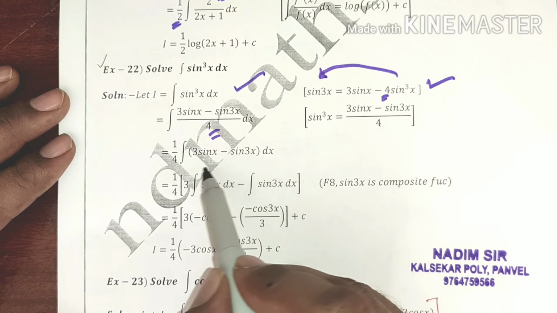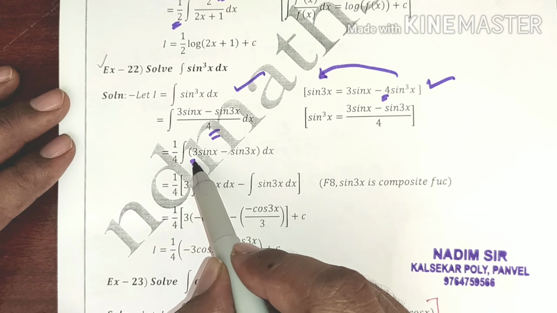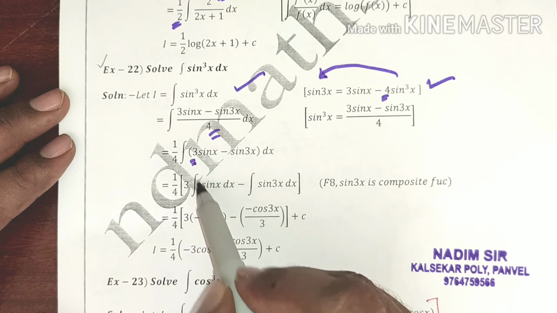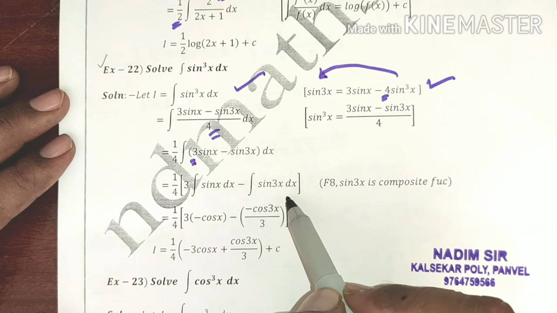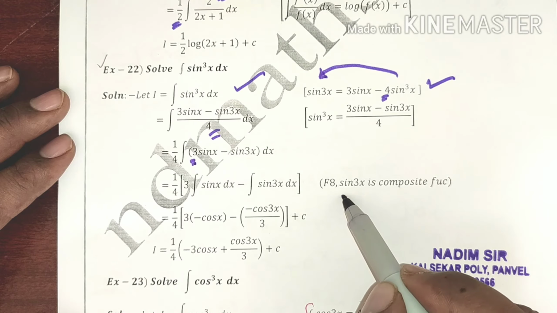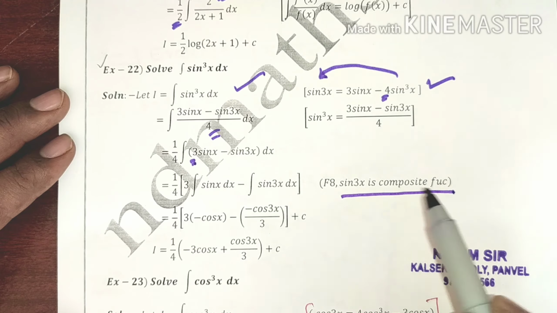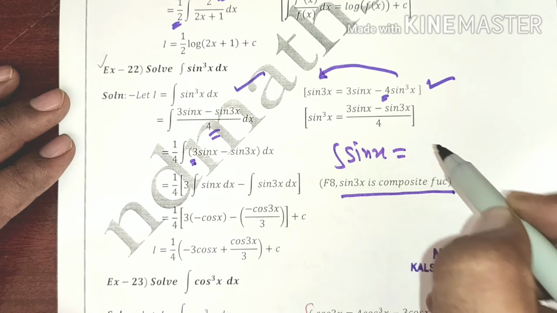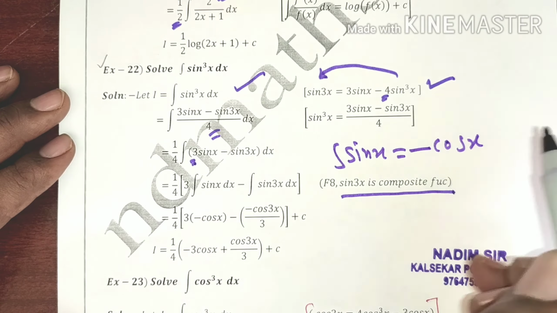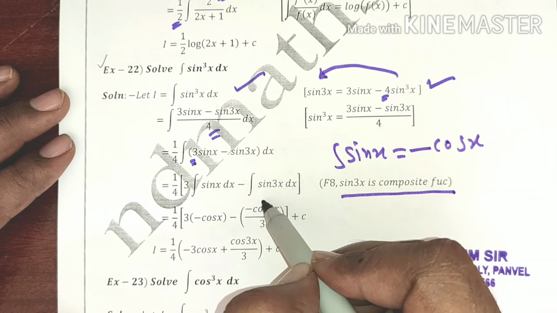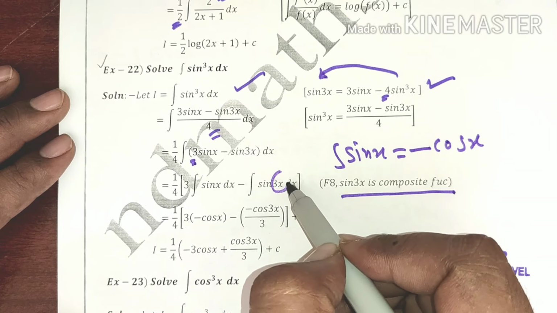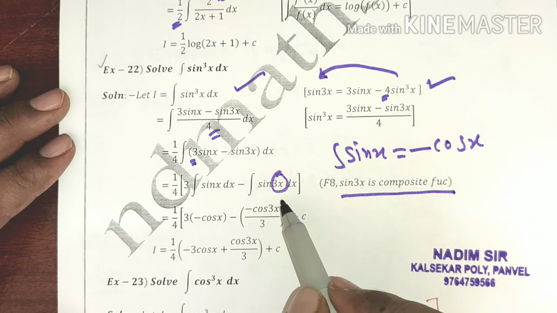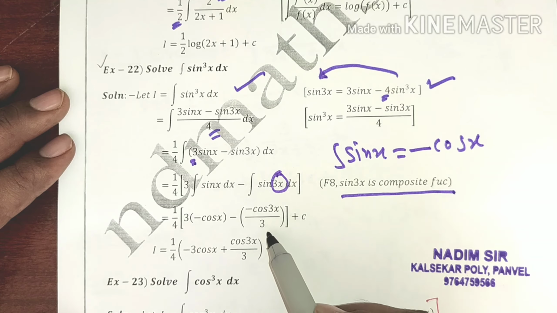After that we separate the integration. This 3 is also a constant, take it outside the integration. Integration of sin x dx minus integration of sin 3x. But sin 3x is a composite function. We know that integration of sin x is minus cos x, so integration of sin 3x is minus cos 3x. But we take again the derivative of 3x in the denominator, which is 3, and after adjusting we get our answer.